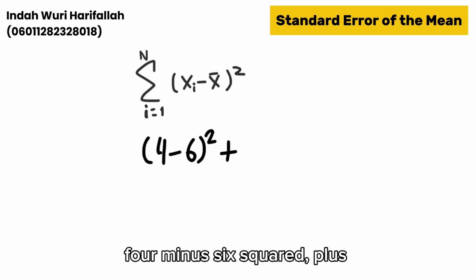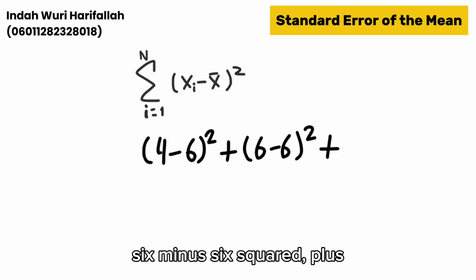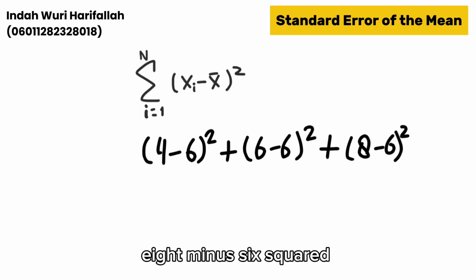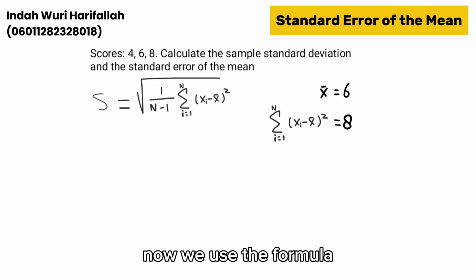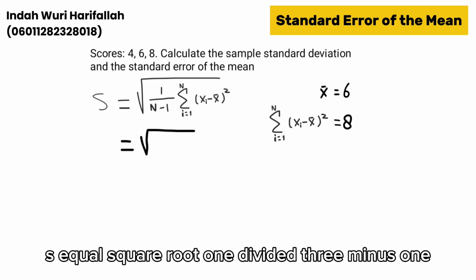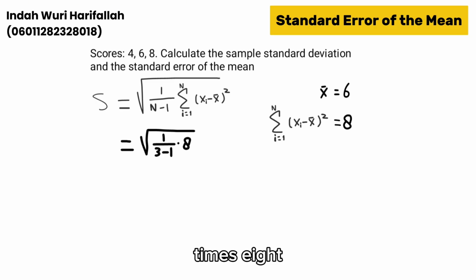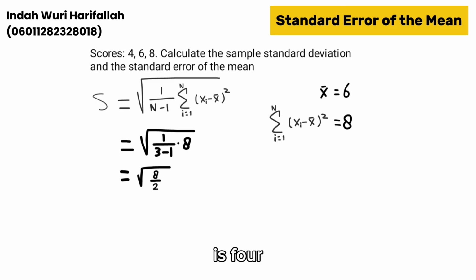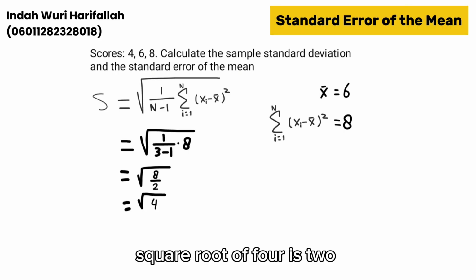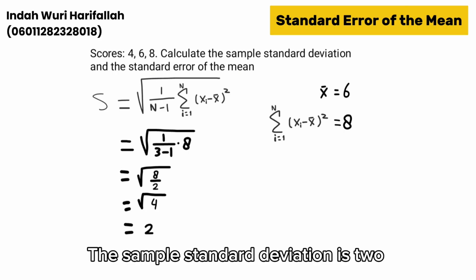4 minus 6 squared plus 6 minus 6 squared plus 8 minus 6 squared equals 4 plus 0 plus 4 equals 8. Now we use the formula S equals the square root of 1 divided by 3 minus 1 times 8. The square root of 8 divided by 2 is 4. So the square root of 4 is 2. So the sample standard deviation is 2.